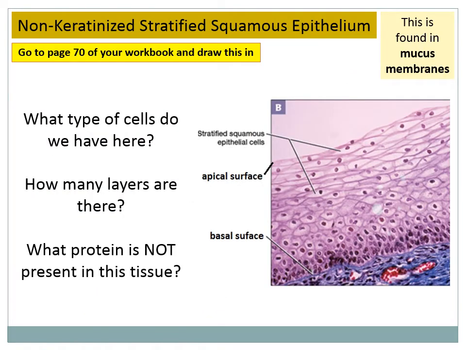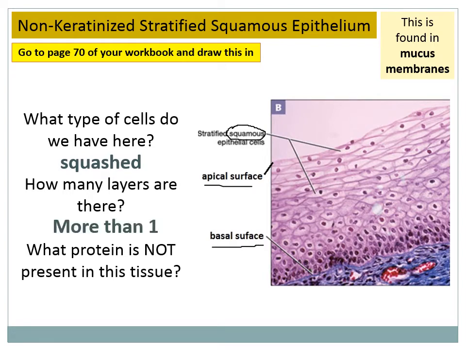Then we have non-keratinized stratified squamous epithelium. Okay, so these are the longest named ones. I apologize for how long they are. So looking here, what types of cells do we have here? Yeah, we have squashed down. We can actually see it tells you right here that these are squamous cells. So these are squashed down squamous cells. How many layers do we find in between that apical and that basal surface? More than one, right? Many. We can see that there's definitely more than one.